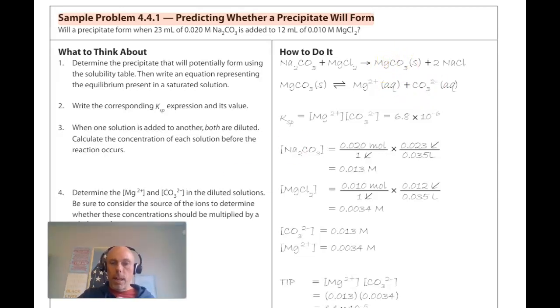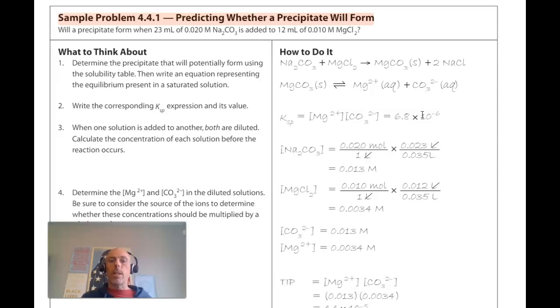Once we've identified the solid or the potential precipitate, we write the equilibrium expression for it with its ions when it's saturated. So we see that here in the second row. And because neither of them have a subscript, there are no coefficients in front of either also. We then write the Ksp expression for magnesium carbonate. And from the table in the prior section, we know the Ksp of magnesium carbonate is 6.8 times 10 to the minus 6. So that's our third row here.